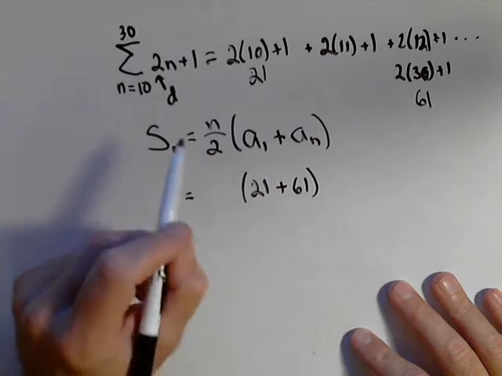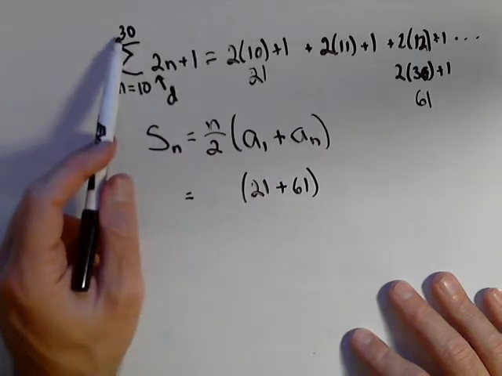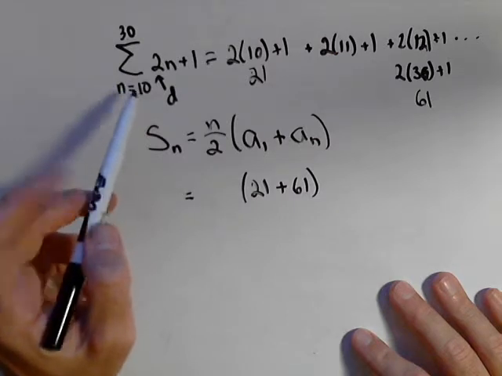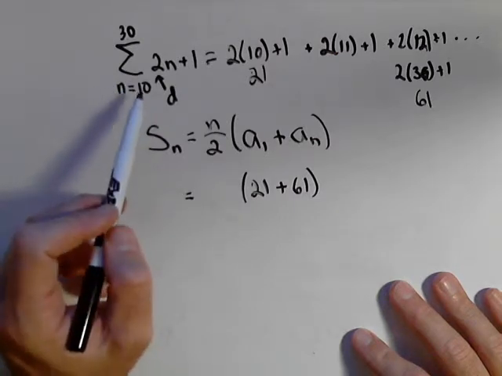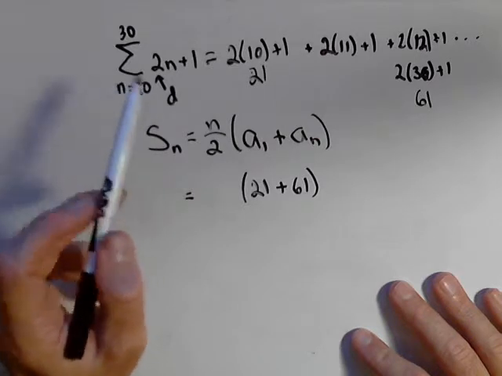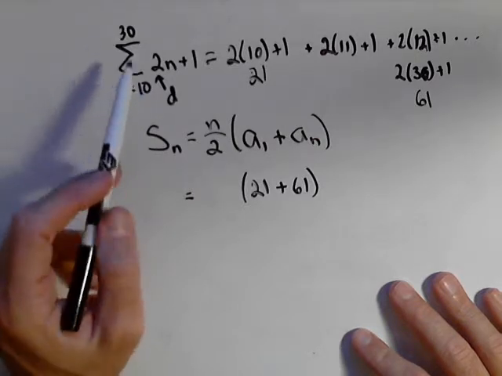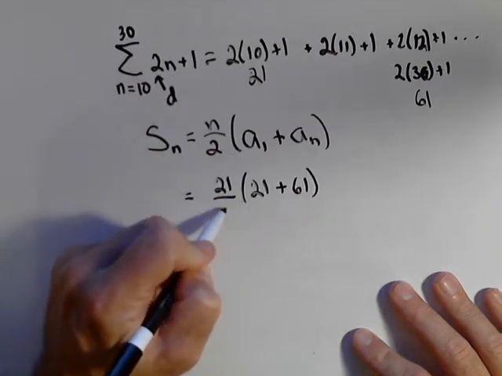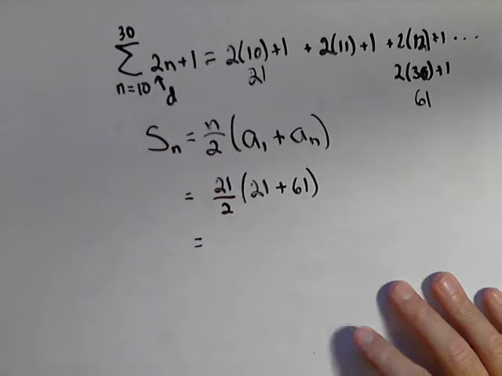Now the number of terms is where you've got to be careful. You might want to say that it's 30 minus 10, so 20. But you've got to be careful, because when you subtract that, you subtract out the 10th term, so you have to add it back in. So it's always top minus bottom plus 1. So there's actually 21 terms in this series.